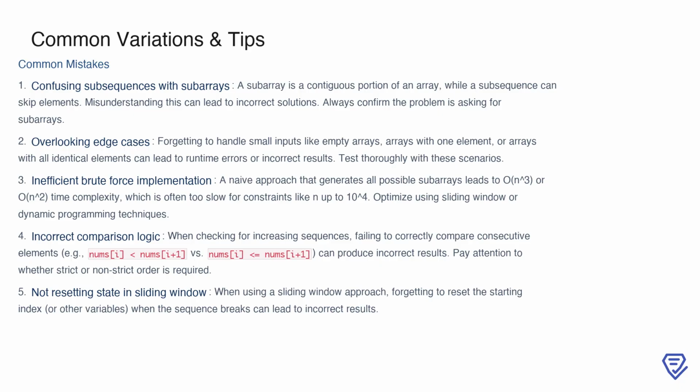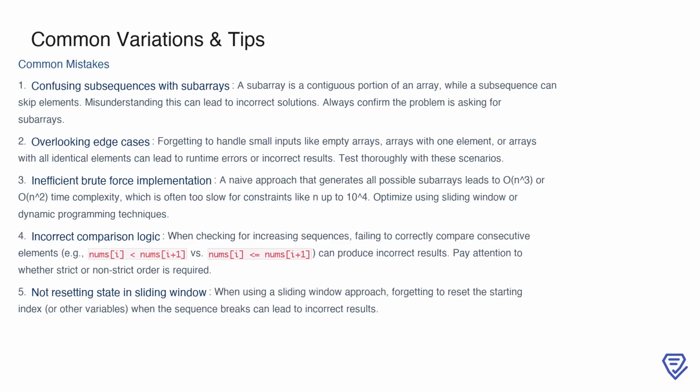Additionally, relying on a brute force approach can be problematic, especially for larger inputs. Generating all possible subarrays results in time complexities like O(n³) or O(n²), which are impractical for constraints where n could go up to 10,000. Instead, you should focus on more efficient techniques like sliding windows or dynamic programming.